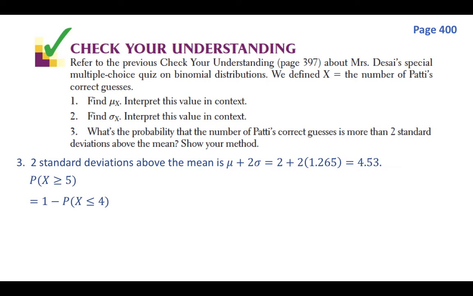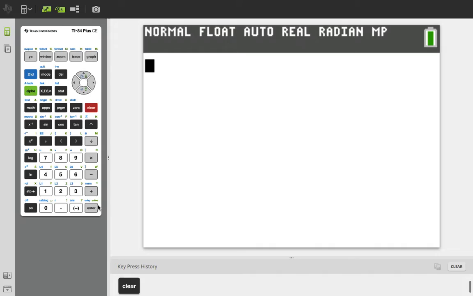We're going to do the complement of that, because in the calculator, if we go to binomial CDF and put in 5, that's actually going to be everything up to 5. The calculator just does everything up to that number. So we're going to do 4 instead. We're going to do the complement. So we're going to do 4 into binomial CDF.